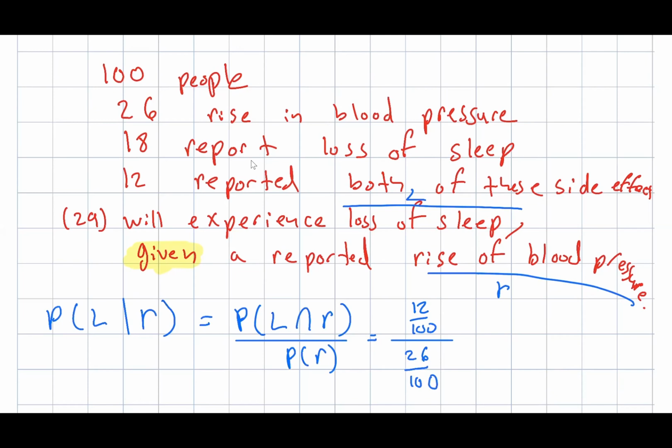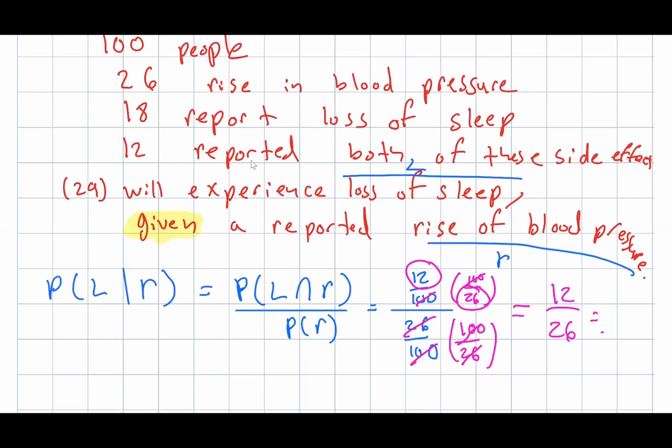All right. What you want to go ahead and do is get rid of the fraction. To get rid of this fraction, you multiply by the reciprocal. The reciprocal is 100 divided by 26. This 100 and this 100 cancel, this 26 cancels, and this 100 and this 100 cancel. So you're only left with the 12 and the 26. If you do 12 divided by 26, you get 0.4615. And that'll be it for the last problem.